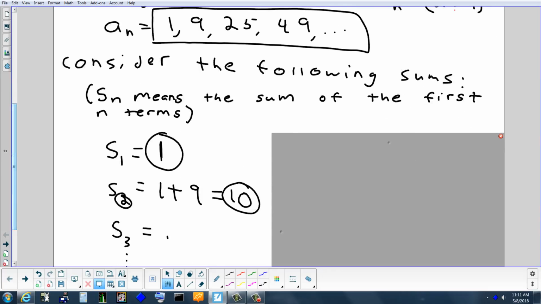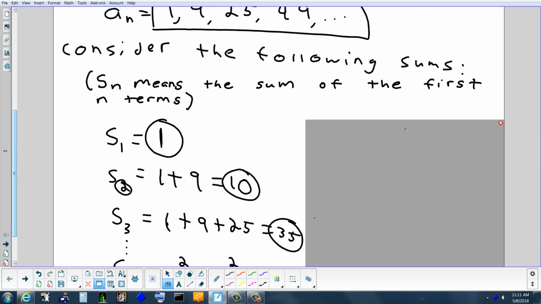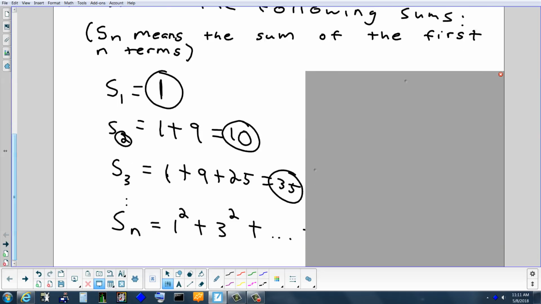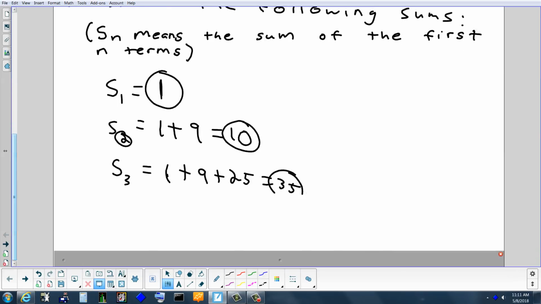S sub 3 means to add up the first 3 numbers in that sequence. So now we have 1 plus 9 plus 25. And if you add up 1 plus 9 plus 25, you get 35. Any questions on how I'm finding that? All right. So that's what that notation means. S sub 1, S sub 2, S sub 3. You're adding the first n terms together.